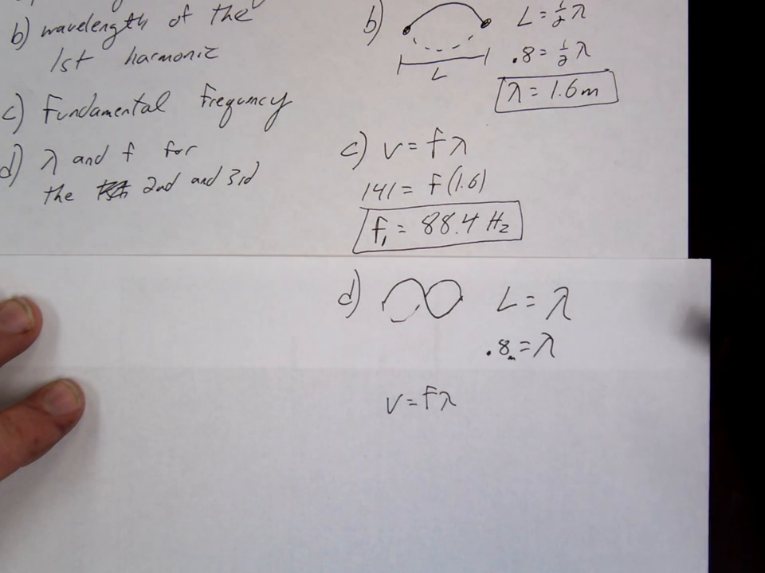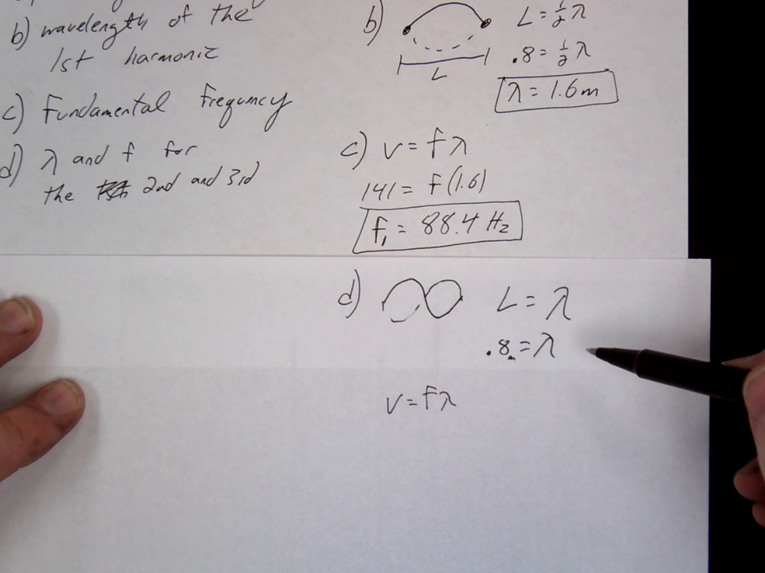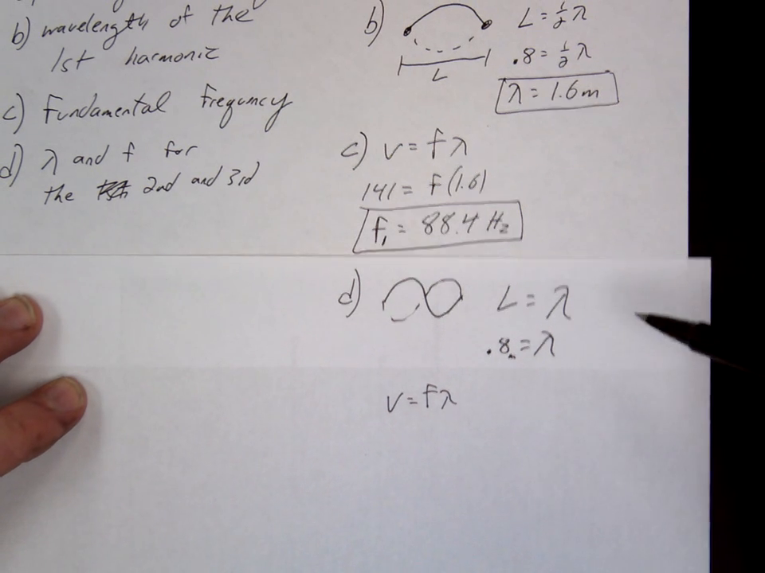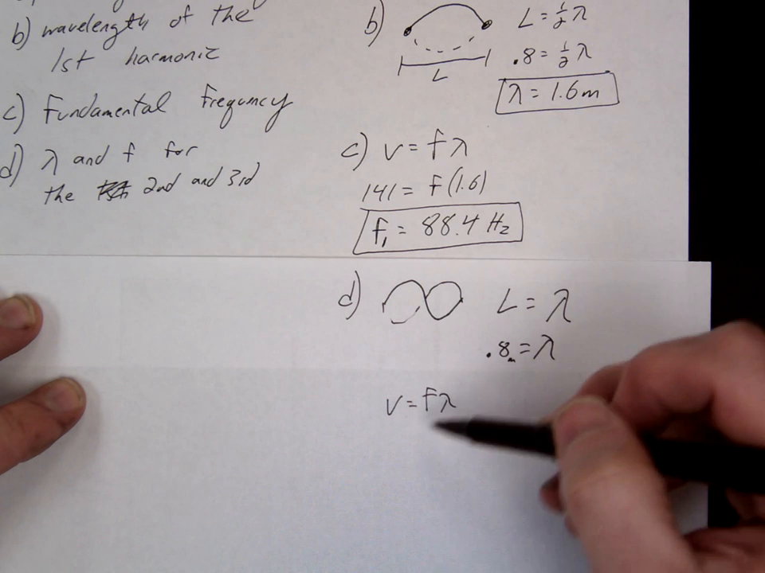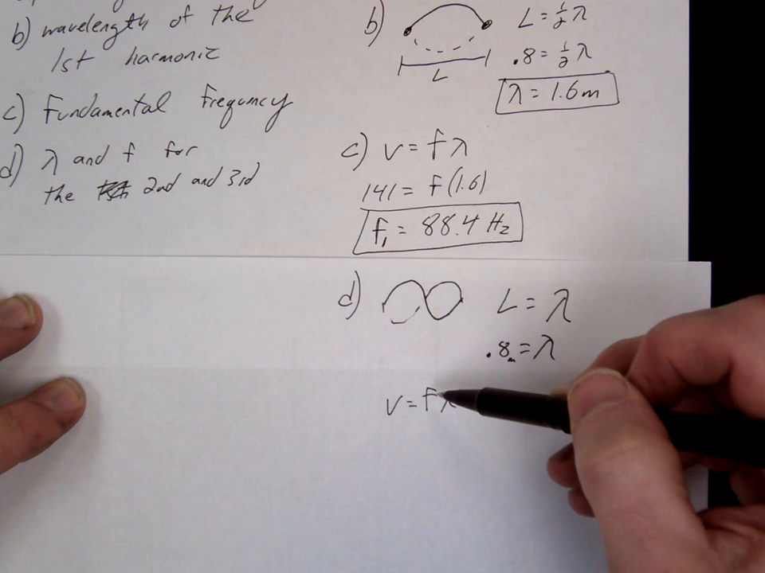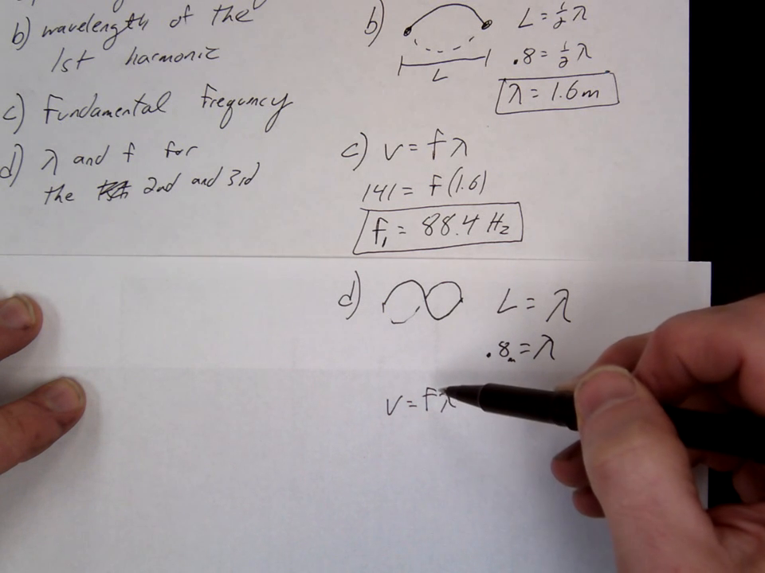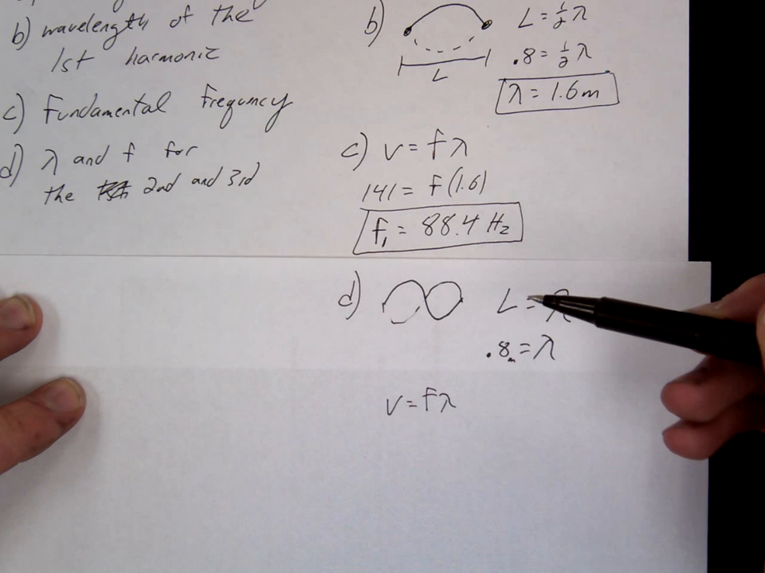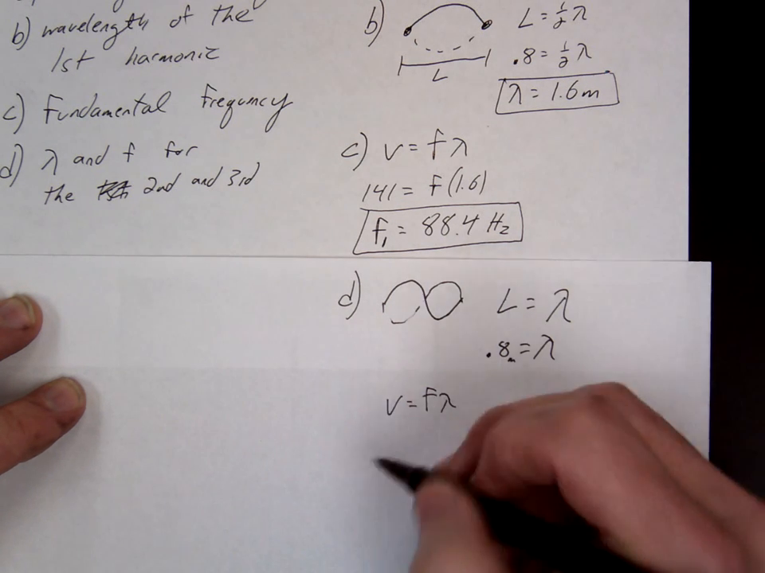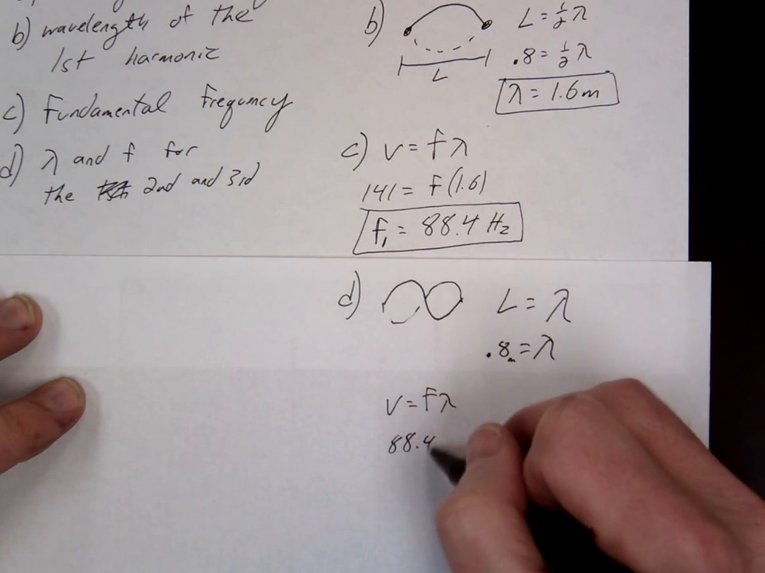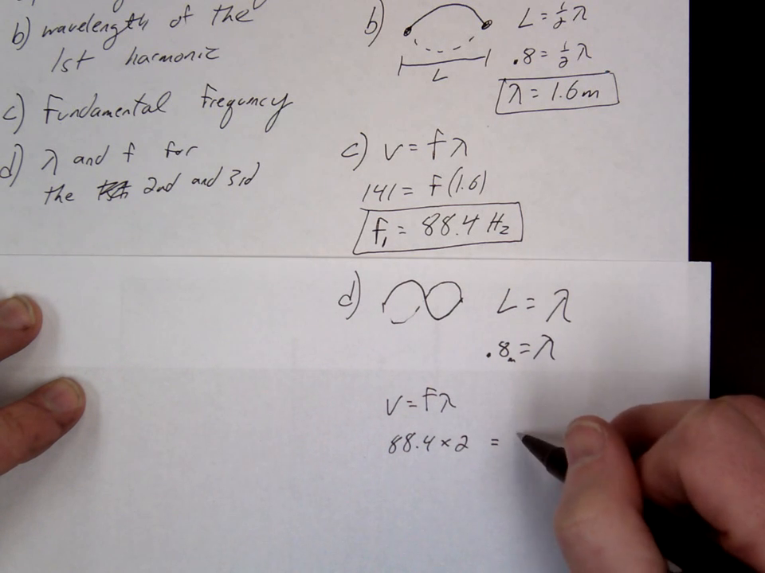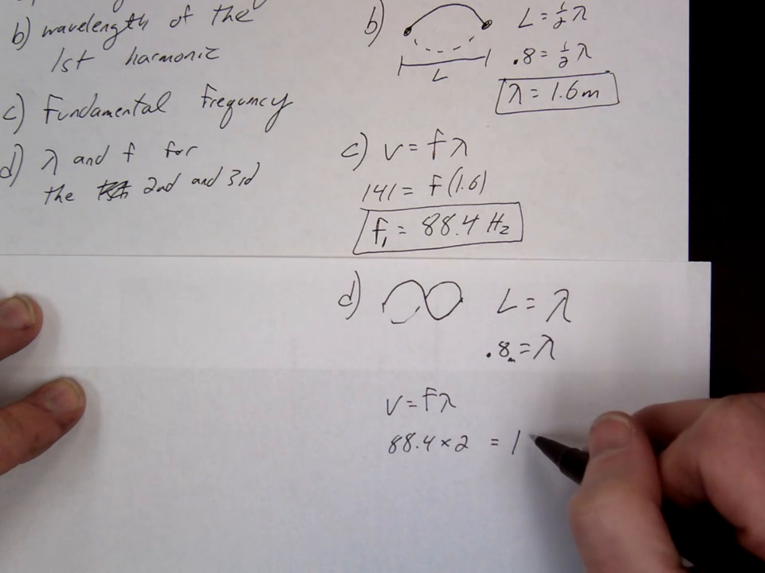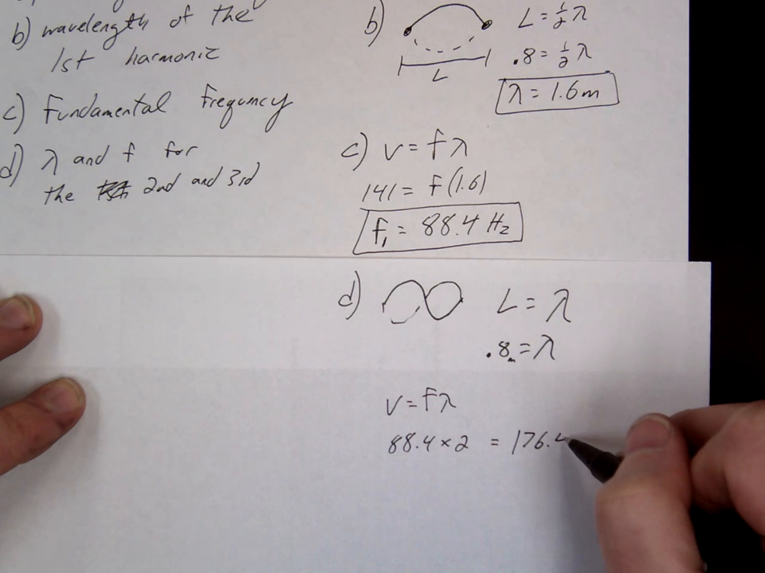Notice what happened to our wavelength. It decreased by exactly how much? 1/2. So if the wavelength decreased by 1/2, what should happen to the frequency? It should double. It should increase by 2, right? So if you want to do it quick, you just go 88.4 times 2 equals, is that 176.4 or 0.8?